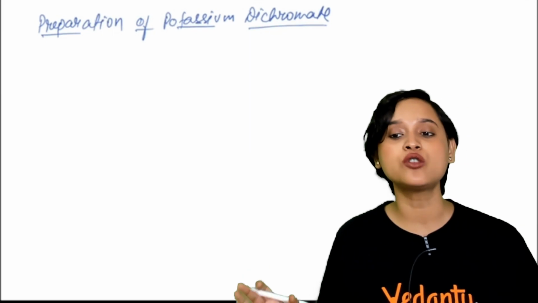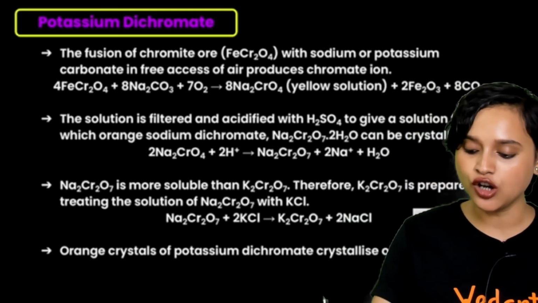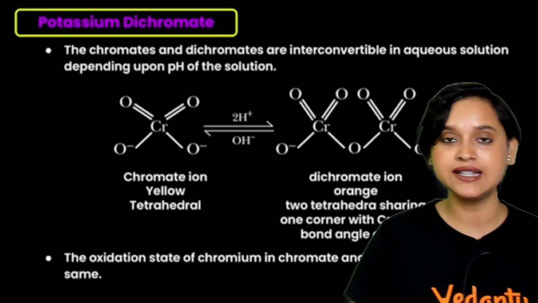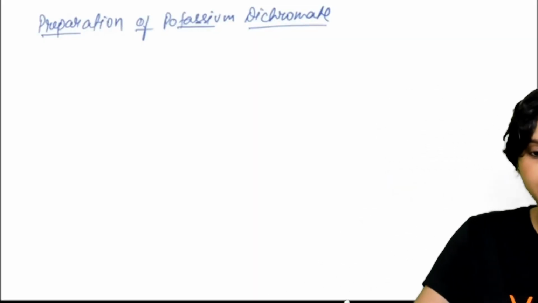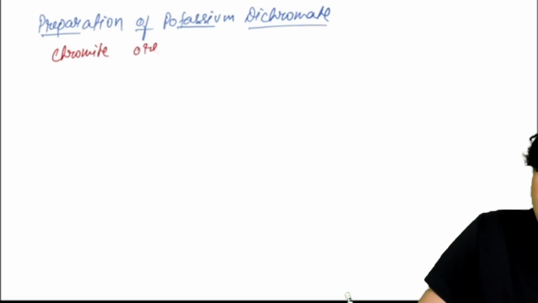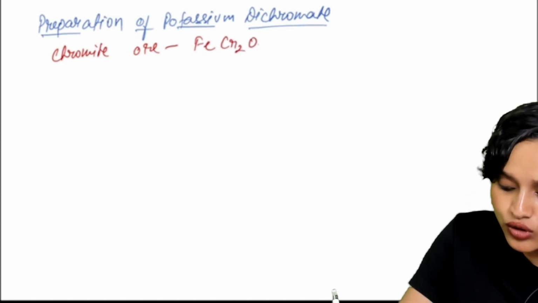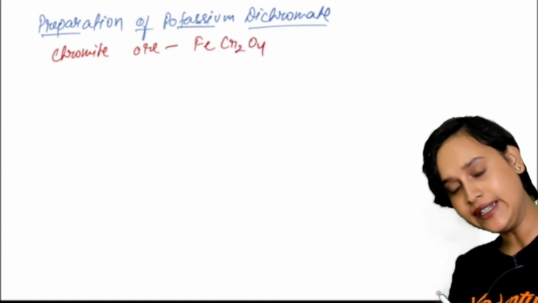How do we prepare it? We are going to take chromite ore, and that is what is written here: the fusion of chromite ore. What is chromite ore? FeCr2O4. That is your chromite ore.